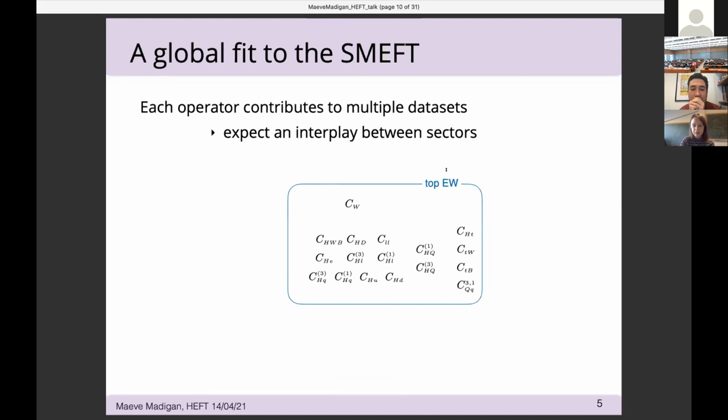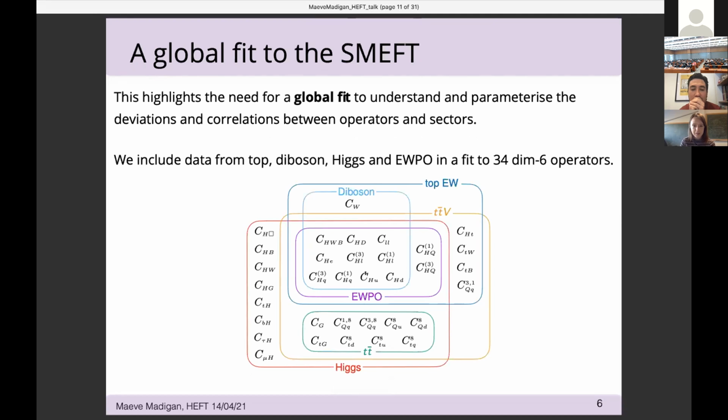So you can see that almost none of these different sectors are distinct from each other. They're all contributing to overlapping data sets. This really highlights the need for a global fit, combining multiple different data sets at the same time in order to really pin down the types of deviations that are allowed, as well as the types of correlations allowed between the operators. And so our work is just taking a small step in this direction.